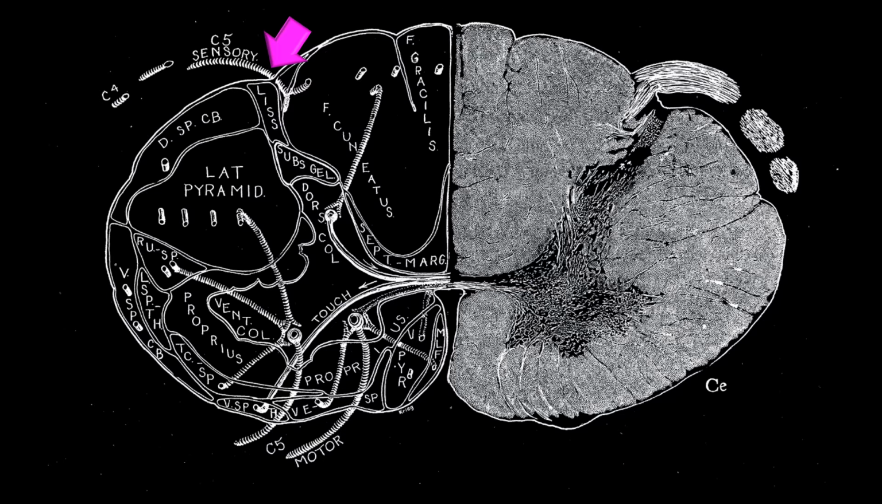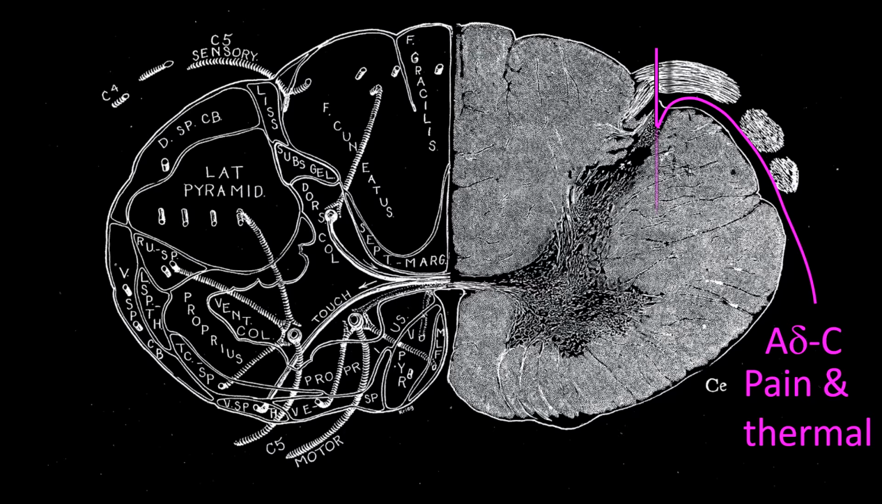The axons we see labeled C5 sensory are those from A alpha and A beta fibers, coming from muscle spindles, Golgi tendon organs, and skin and joint mechanoreceptors.